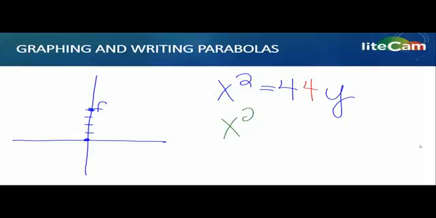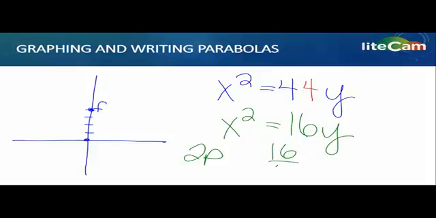Okay, so now look at this. If you say x squared equals 4 times 4y, that equals 16y. Okay, let's just review this one more time. If you know your focus is 4 away, then you know that your p is 4. So if you put the p, which is my number 4 right here in red, right here, you know your equation is going to be x squared equals 16y.